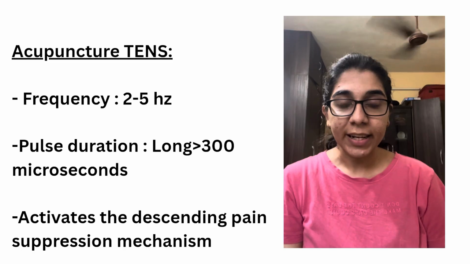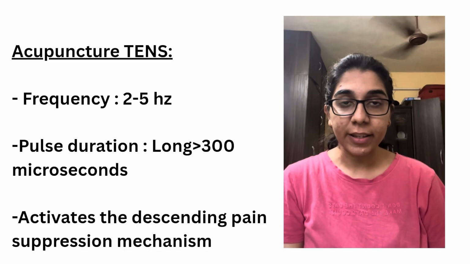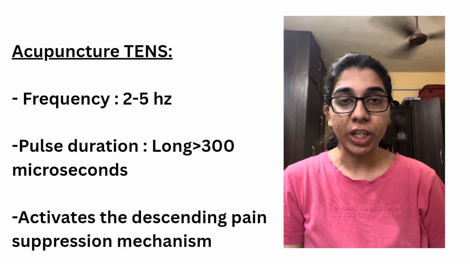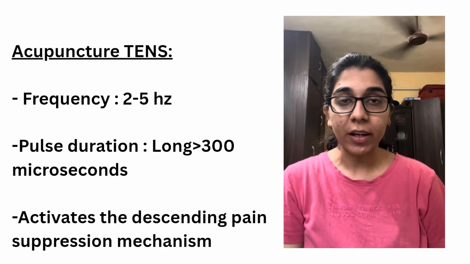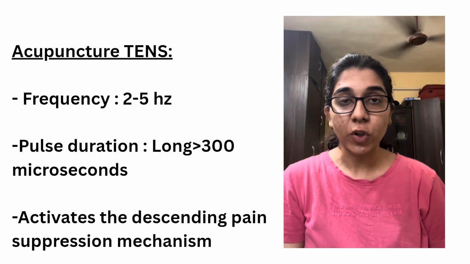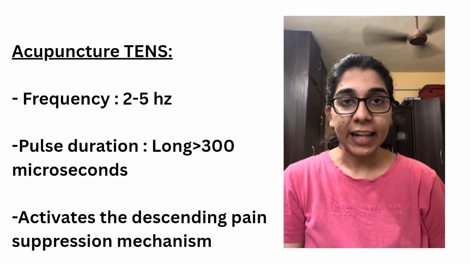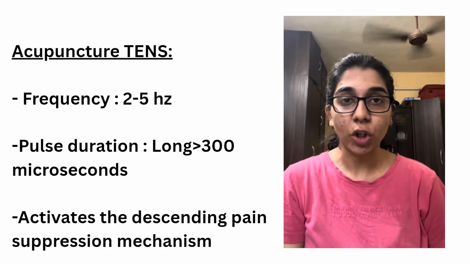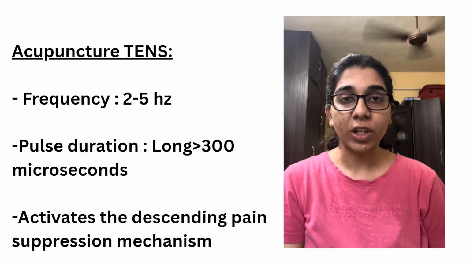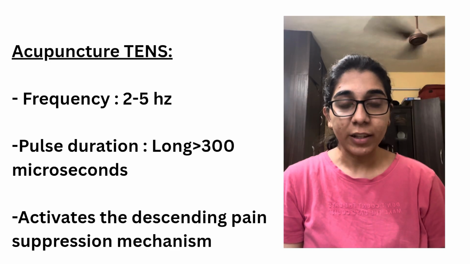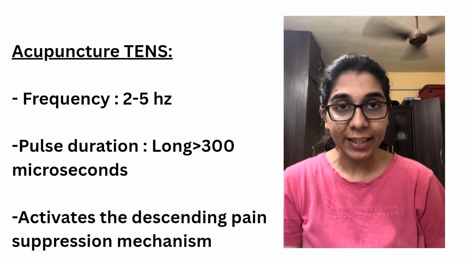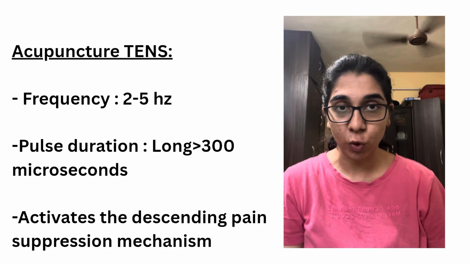In conventional TENS, the pulse duration is low, which is going to activate the A beta fibers, which in turn will stimulate the pain gate mechanism, and that is what we want in cases of acute pain, because we need faster pain relief. And the frequency is high, which is tolerable for the patient, which is comfortable in cases of acute pain. So overall, this is how conventional TENS is effective in cases of acute pain.